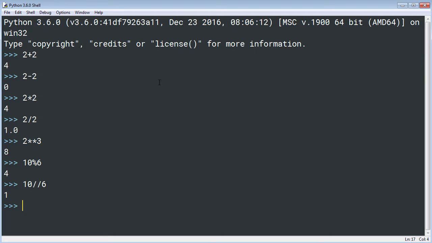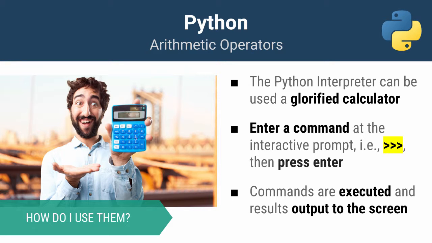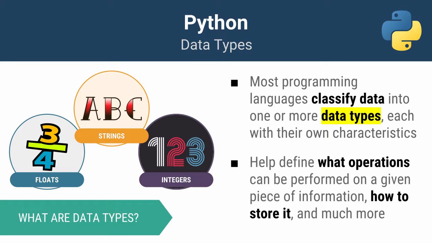So modulus gives you the remainder. Floor division gives you the quotient. These are very common in computer science, this modulo operator and this floor division operator. So now you've gotten valuable experience using the Python interpreter as a glorified calculator. All you have to do is enter in your command at the interactive prompt, what looks like the 3 greater than symbols, and press enter. When you do that, your command will be interpreted and executed immediately, and the output will be presented on the screen. The next thing we're going to talk about are data types.